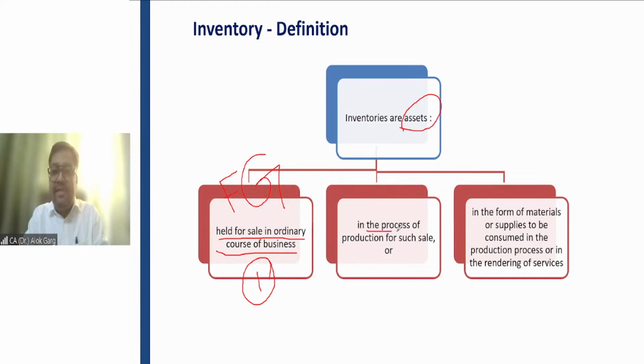In the process of production for such sale. For example, Tata Motors is selling the car. The cars which are there in their showrooms, which you are looking at, which you are buying. So this is the final product. This is the finished goods. But for getting this finished goods, there is a lot of effort behind it, right?